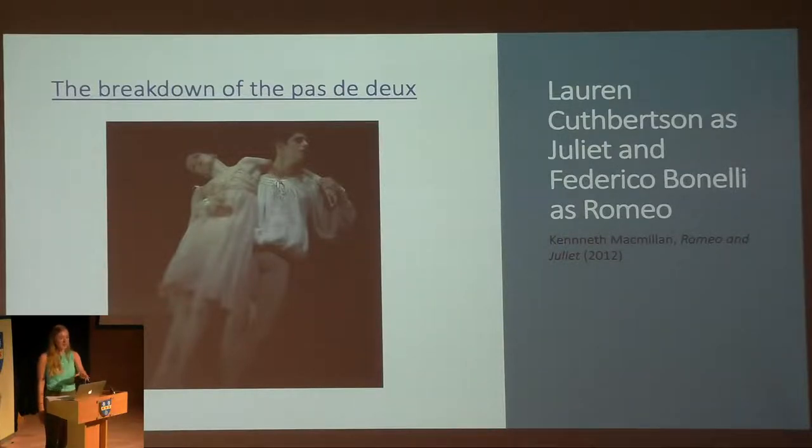The tomb scene here is about miscommunication, exactly what's happening in the narrative. They have misunderstood one another. They aren't able to tell one another that they're not actually dead. We all know how Romeo and Juliet goes. So I think it's very interesting that the pas-de-deux has to break down to show that this is the case. The pas-de-deux becomes a communicative tool to show either successful or unsuccessful communication.